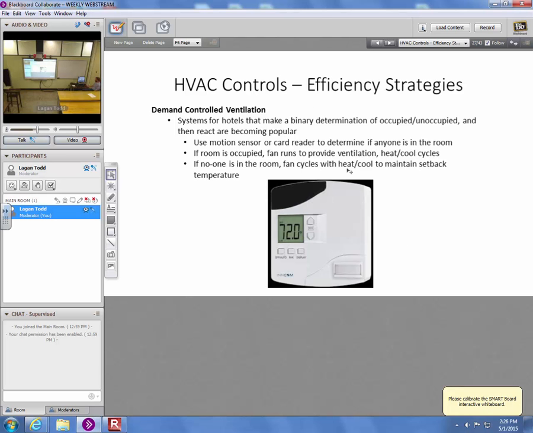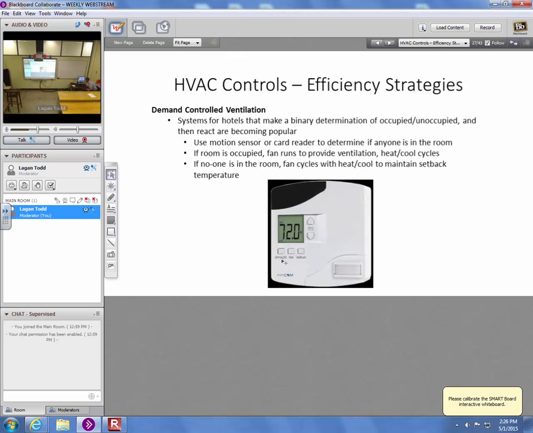But I'll back up. Without CO2 sensor control, you can do it with occupancy sensors. One example of that is these systems that we're seeing that are becoming more and more common in hotels. You may have seen this exact thermostat if you stayed in many hotels recently. This is Incom. It's made by Honeywell. It's a thermostat like any other. It's got two little buttons to adjust your set point up and down.